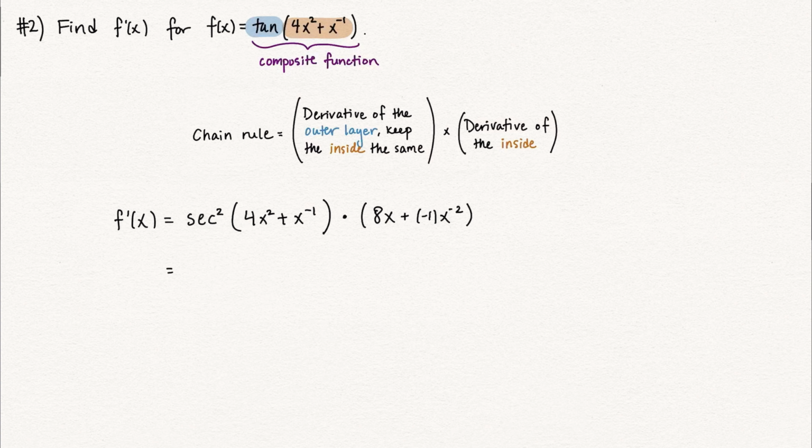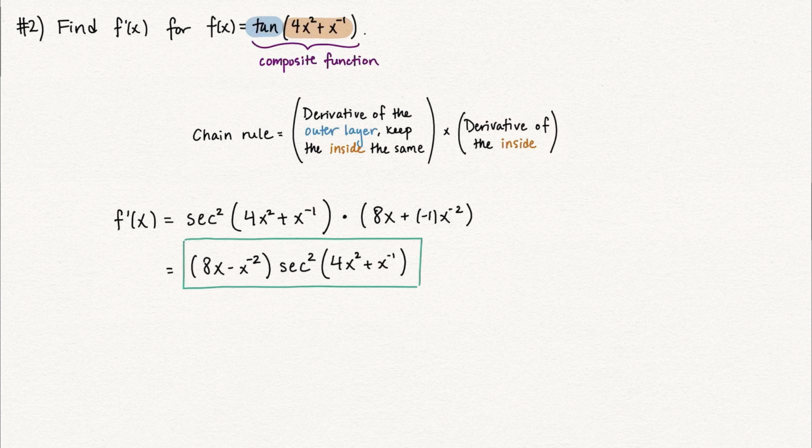And then simplifying everything out, I like to move all of my non-trig functions in front of my trig functions. So I'm going to first write 8x minus x to the negative 2. And this is going to be times secant squared of 4x squared plus x to the negative 1. And this will be our derivative. And hopefully everyone can agree that this problem was a little bit more streamlined than our previous problem, right? We essentially were able to write down the answer in just one step. And this was just following the more colloquial, I guess if that's a good way to put it, version of the chain rule that I introduced.